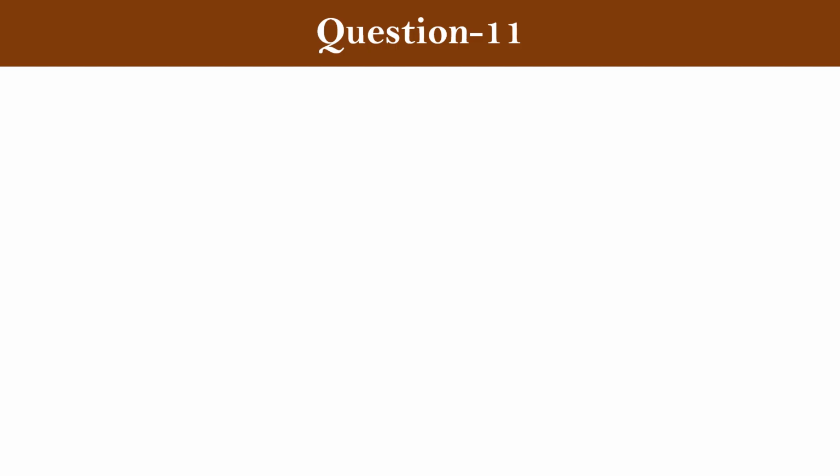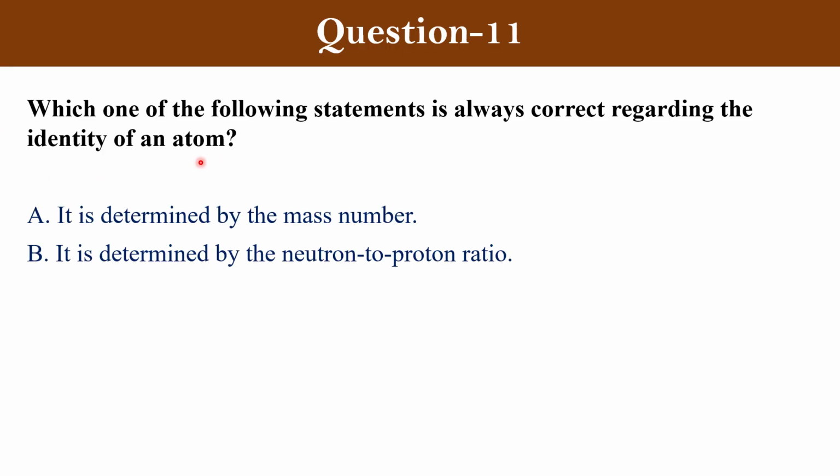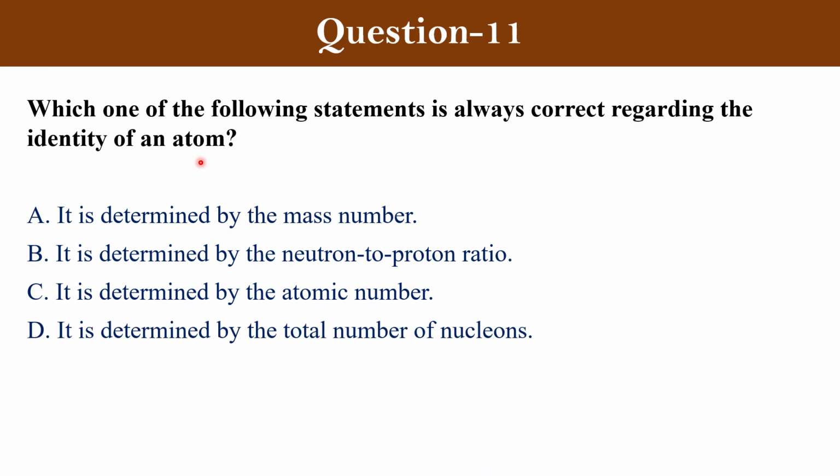Question number 11. Which one of the following statements is always correct regarding the identity of an atom? Option A, it is determined by the mass number. Option B, it is determined by the neutron to proton ratio. Option C, it is determined by the atomic number. Option D, it is determined by the total number of nucleons. Which is the correct answer?